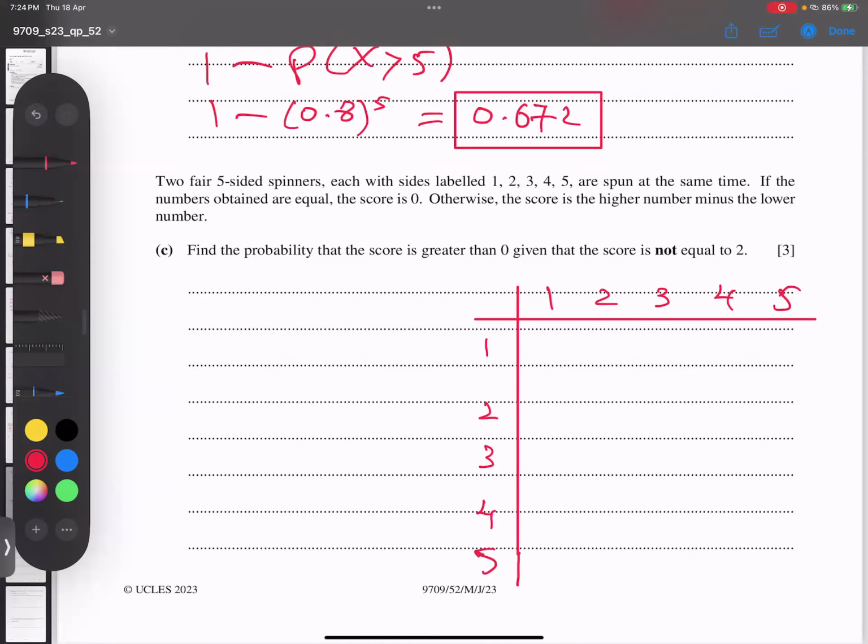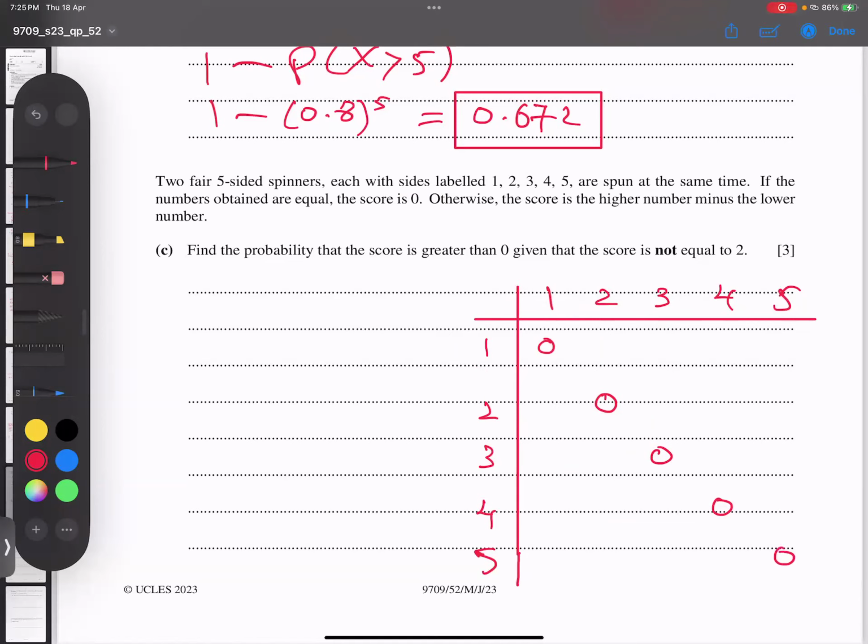Read the statement, please. If the numbers are equal, like 1, 1, 2, 2, 3, 3, the score is 0. For example, 1 and 1, I get a 0 score. 2 and 2, here I got a 0 score. Here I write 0 score. 3 and 3, I write 0 score. 4 and 4, I write 0 score. 5 and 5, I write 0 score.